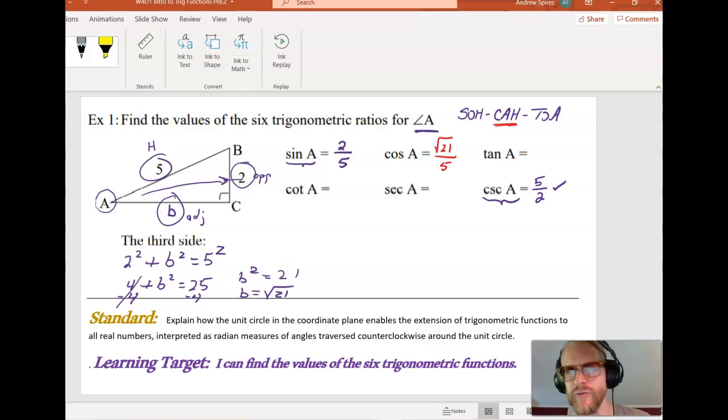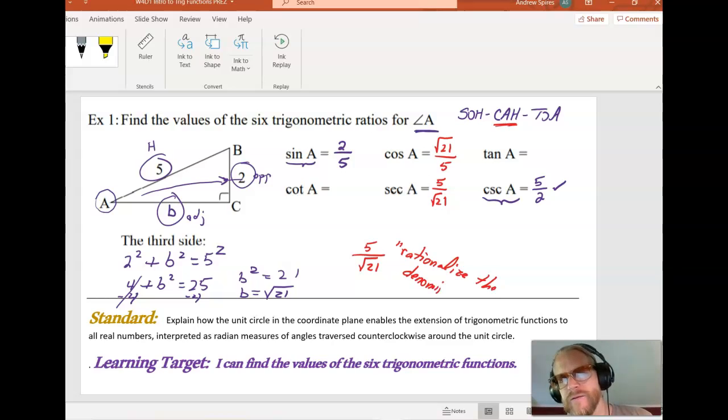Well, cosine and secant are reciprocals. So that means that secant is 5 over root 21. But, going way back, I cannot have a fraction with a square root in the denominator. So we have to rationalize the denominator. Now, with technology today, it's really not a big deal to leave it 5 over square root of 21, and some of your college professors do not care. You can leave it 5 over root 21.